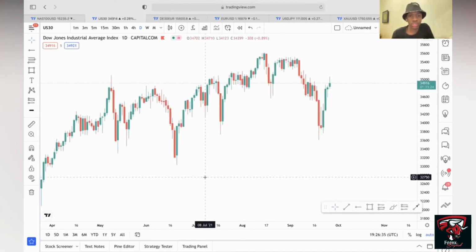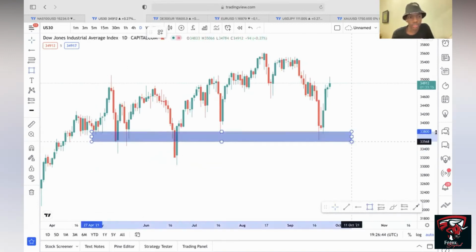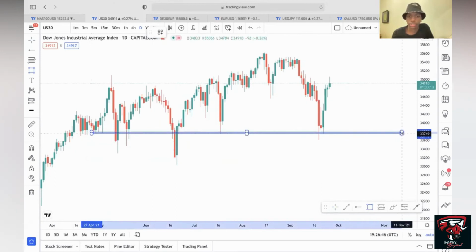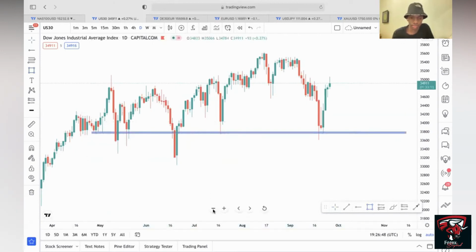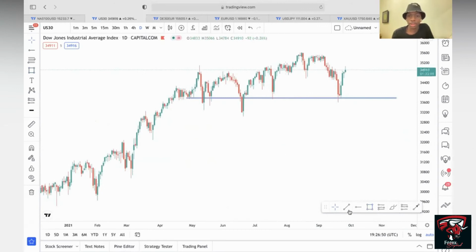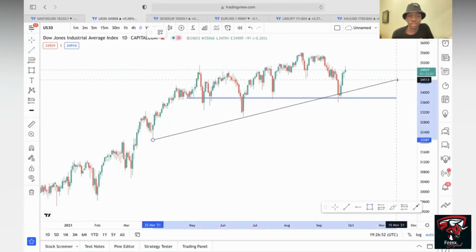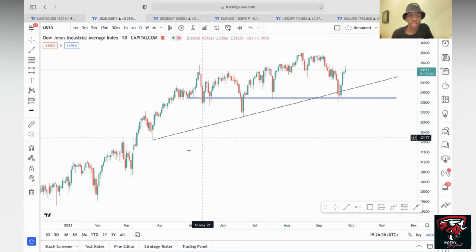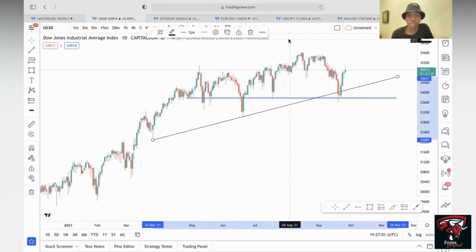So on the US 30 daily time frame, you can actually see that this is a powerful, powerful zone over here. Many people will be like, can't we draw in a trend line? See, it's not as clean. It's not that nice, clean 1, 2, 1, 2, 3. So I disregard this trend line.